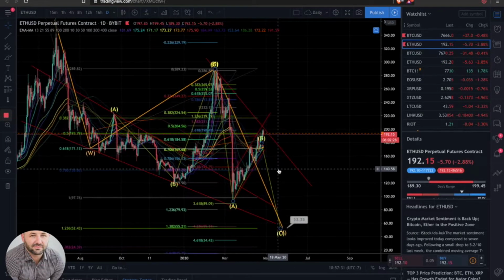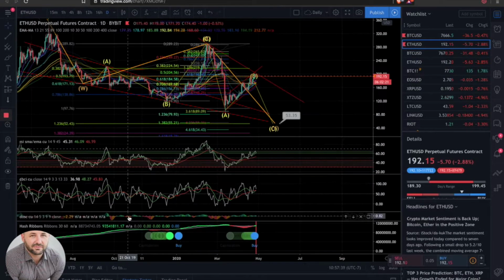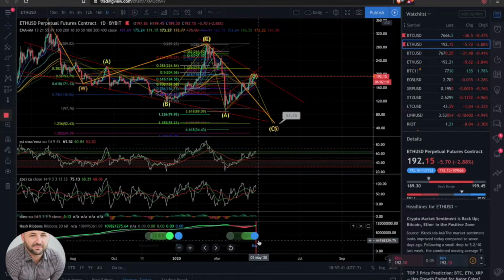One thing I do want to point out real quick, since there's been a lot of talk about it, is the hash ribbons. We did get it confirmed the other day. It was kind of on the fence. If you were watching, I think it was on Sunday, it was teetering back and forth, where it would flash and disappear, flash and disappear.